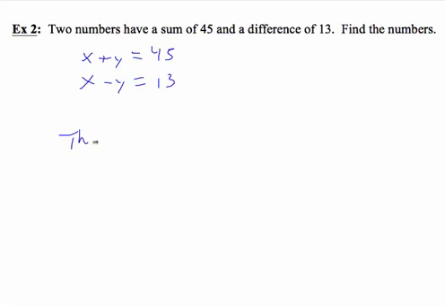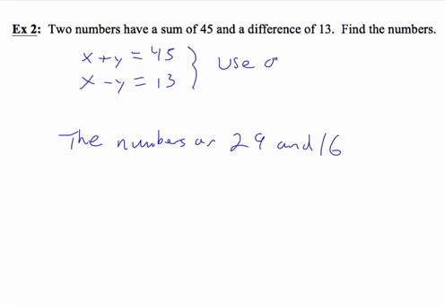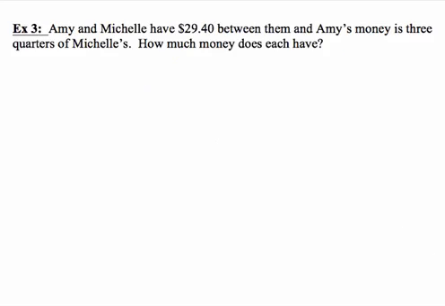Okay, so the numbers are 29 and 16. And when you do a question like this, you should say something like use GDC to show clearly what you did. Okay, next question. Amy and Michelle have 29.40 between them, and Amy's money is 3/4 of Michelle's.